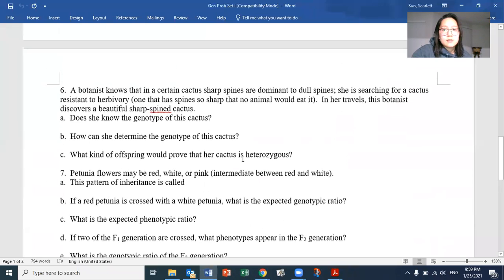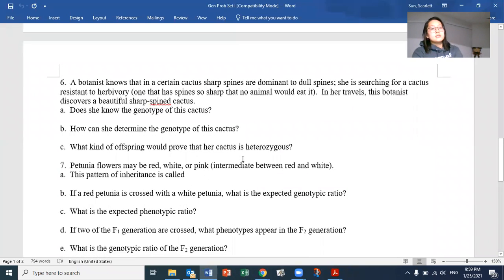Number 6, a botanist, or somebody who studies plants, knows that in a certain cactus, sharp spines are dominant to dull spines. So you want to write that down first. She is searching for a cactus resistant to herbivory, basically one that has sharp spines so that no animal is going to eat it. In her travels, this botanist discovers a beautiful sharp spined cactus. Does she know the genotype of this cactus? That's what they're asking in part A.